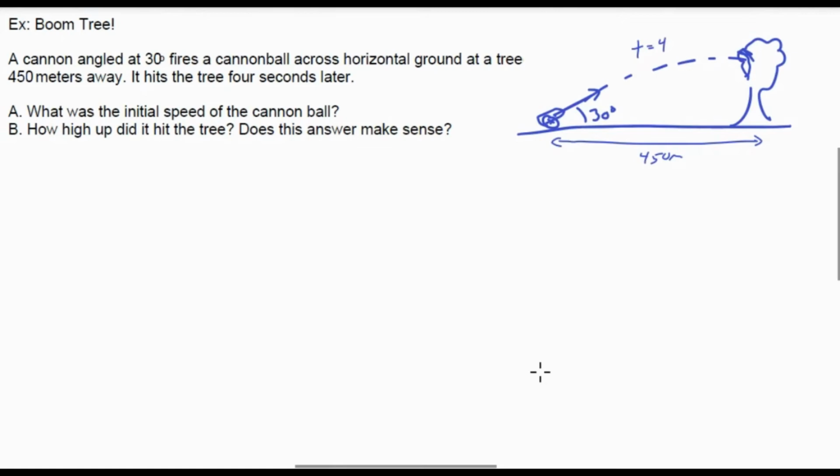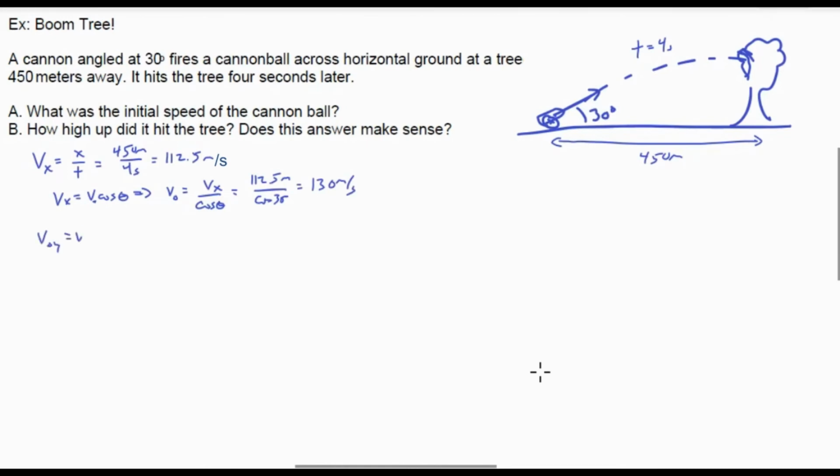So let's start in the x direction and say, hey, Vx equals x over t is our only equation. 450 meters in 4 seconds gives us 112.5 meters per second. Now we can use Vx equals v0 cosine theta, only this time we're solving for v0. Plug in your numbers and you'll get 130 meters per second. Now that we know v0, we can find the y component of the velocity to be 65 meters per second.